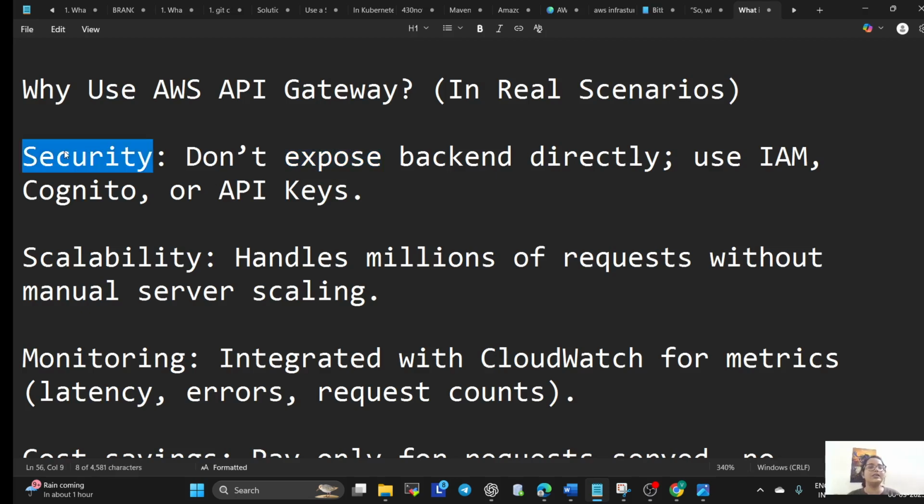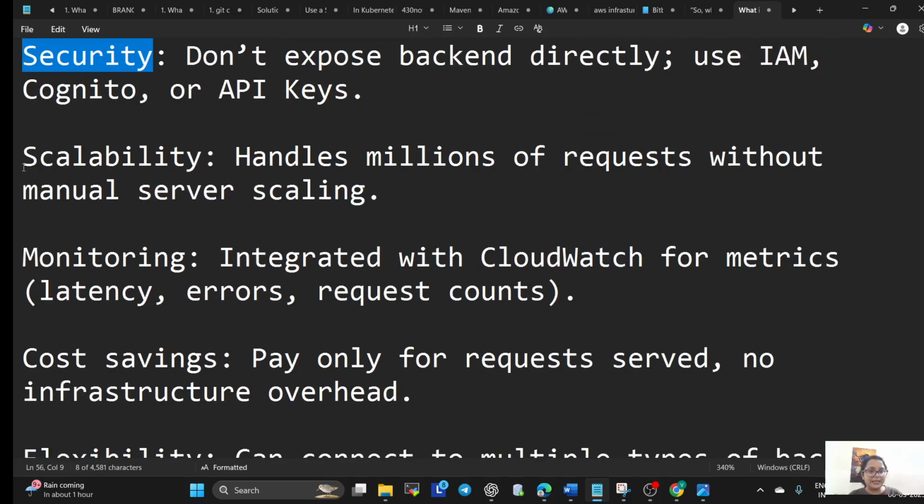So that is only security. Now scalability. Scalability means it handles millions of requests without manual server scaling. See, if you are going to scale the server manually, it will cost a lot, it needs a lot of people. It means we have to give all those people a salary. That is very costly.